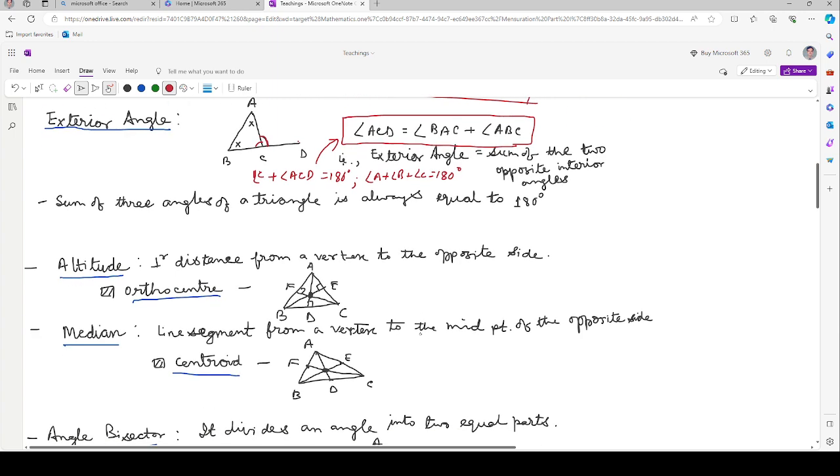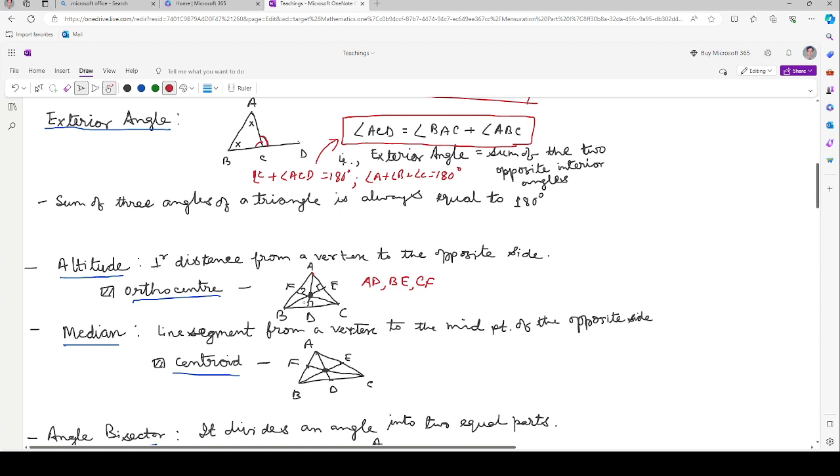Now, what is the altitude of a triangle? Altitude of a triangle is the perpendicular distance from a vertex to the opposite side. In this triangle, there are three altitudes: AD, BE, and CF. We get AD from vertex A, BE from vertex B, and CF from vertex C. So altitude is the perpendicular distance from a vertex to the opposite side.